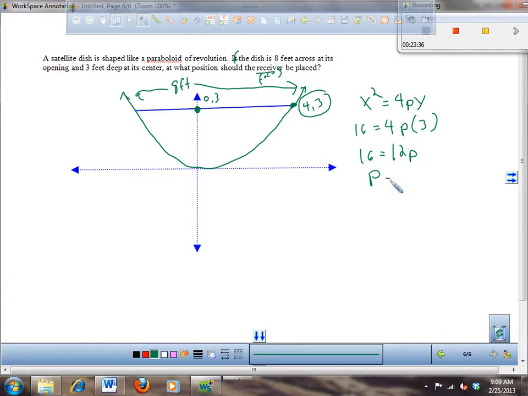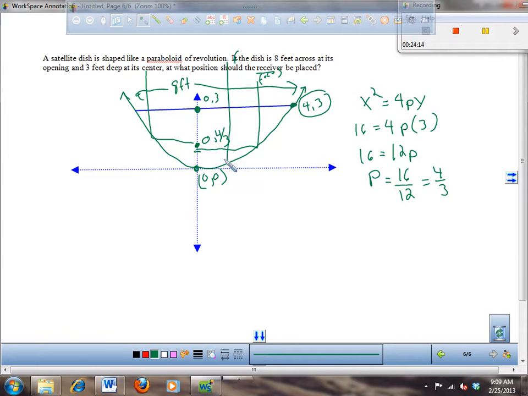So p equals 16 divided by 12, right? Which is the same as 4/3. So if this is (0, 0), where should I put the focus? At (0, 4/3). So if this is (0, 3), it's like up 1 1/3. So right there is where your receiver should go, (0, 4/3). And so if this is on the top of your house, all the signals are going to come in and bounce off and hit that focus right there.